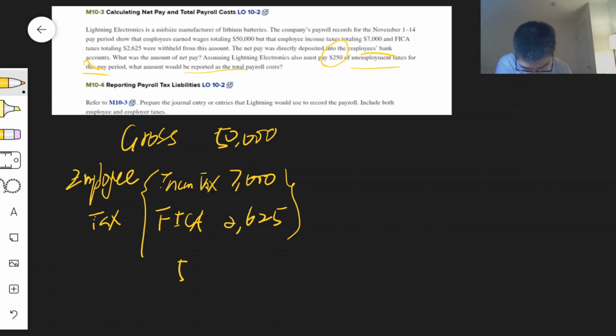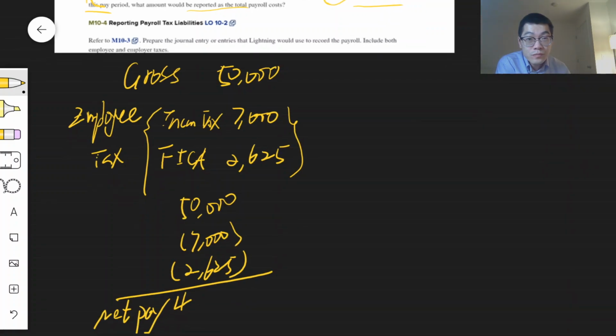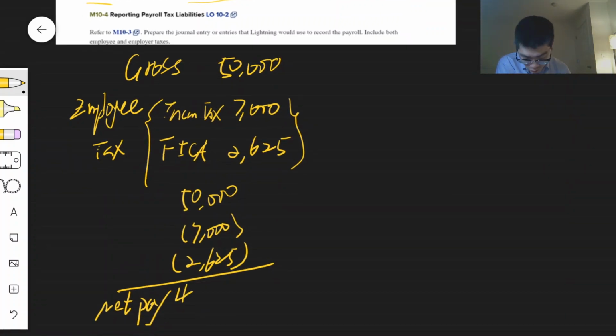So $50,000 minus $7,000 and minus $2,625, and the net pay will be $40,000. Net pay is $40,000.